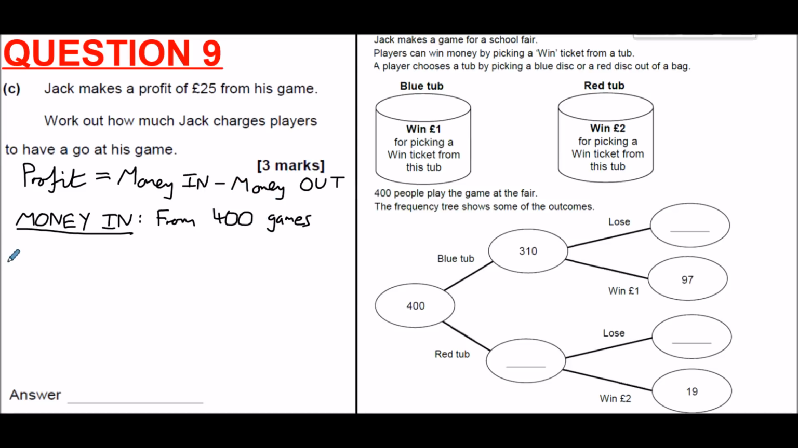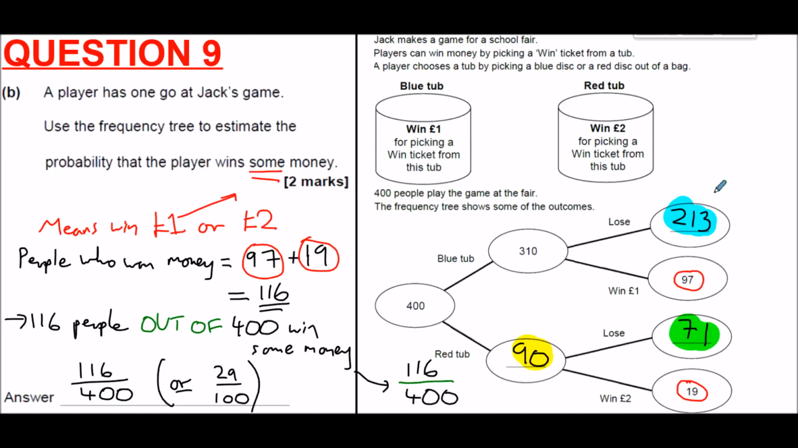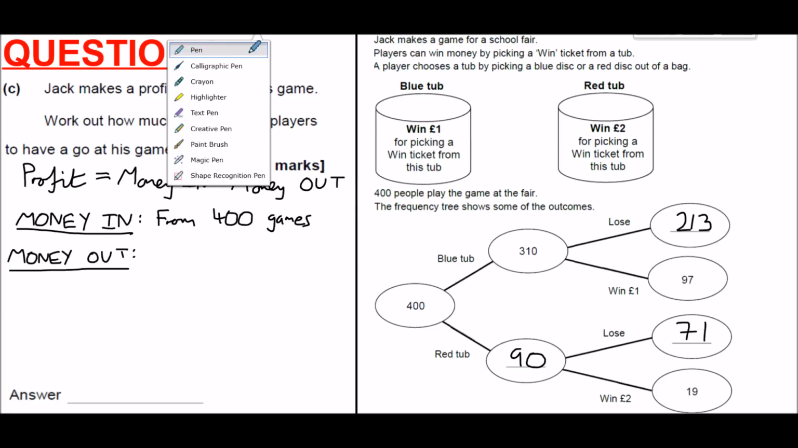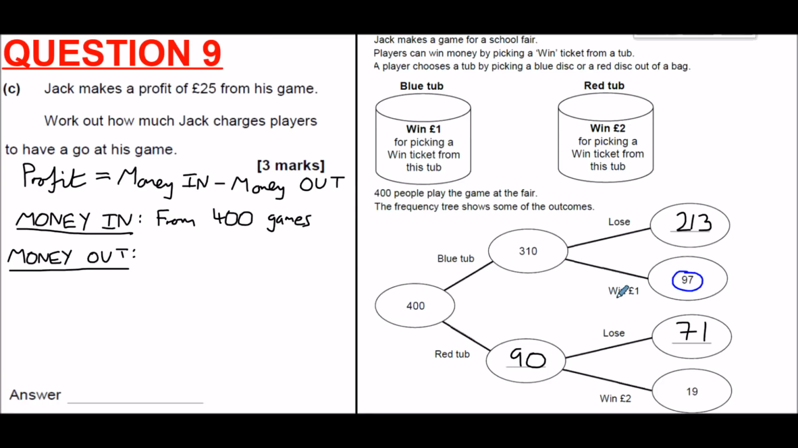So money out is money paid out in terms of winnings. So how much money does Jack pay out? Well, from part B and part A, just copying down what we had before, the numbers were 213, 71 and 90. So what we can see here is that 97 people won £1, and so he pays out £1 to 97 people, 97 multiplied by 1 if you like, and plus he also pays out £2 to 19 people, so that's 19 times 2.